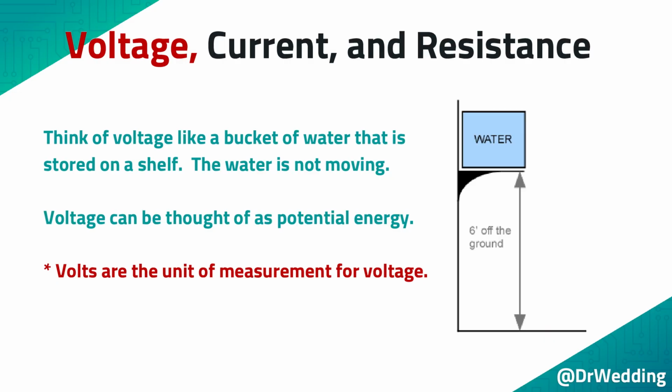The water is not moving. If you were to use a measuring tape, you could see how high this bucket of water is off of the floor. Think of the distance from the floor to the bucket as the voltage. In this example, think of this as 6 volts, because the bucket is 6 feet off the floor. Because nothing is moving, voltage can be thought of as potential energy. Note: volts are the unit of measurement for voltage.